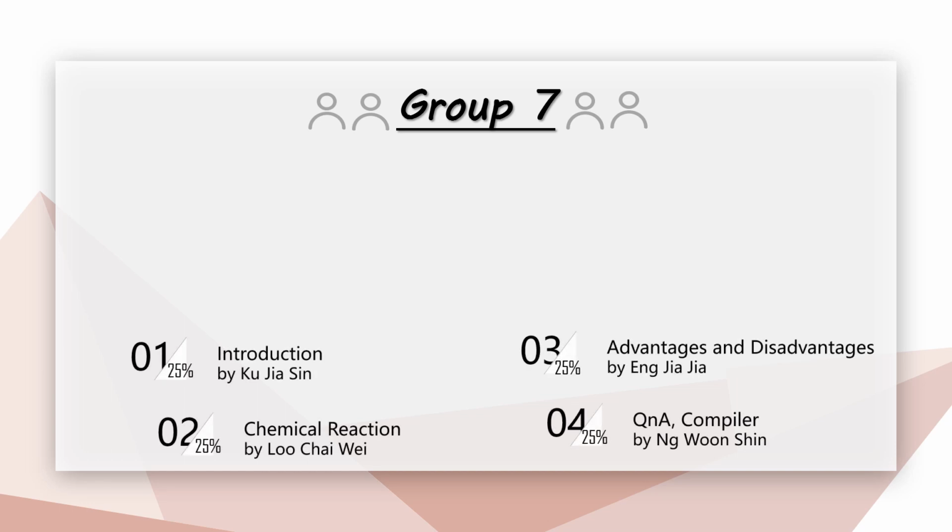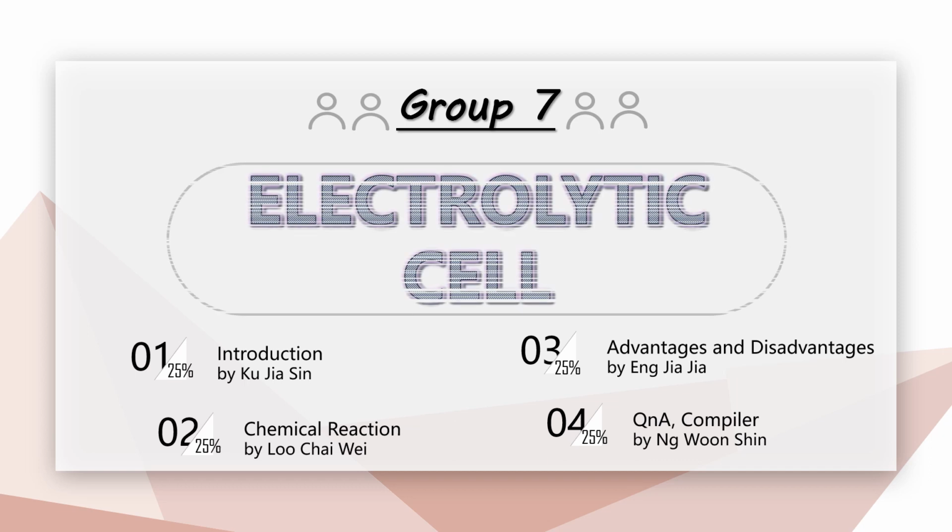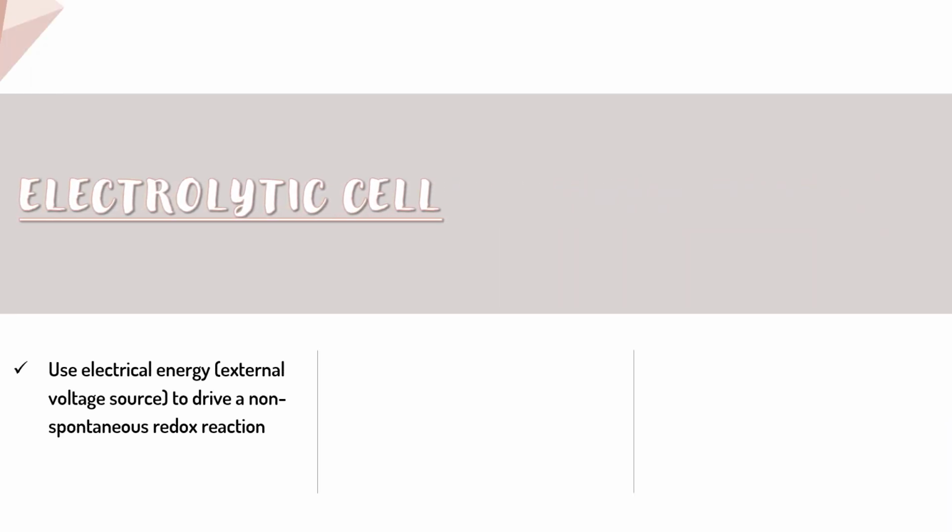We are now going to present our topic, which is the electrolytic cell. An electrolytic cell is a cell that uses electrical energy, which is an external voltage source, to drive a non-spontaneous redox reaction. So it changes electrical energy to chemical energy.